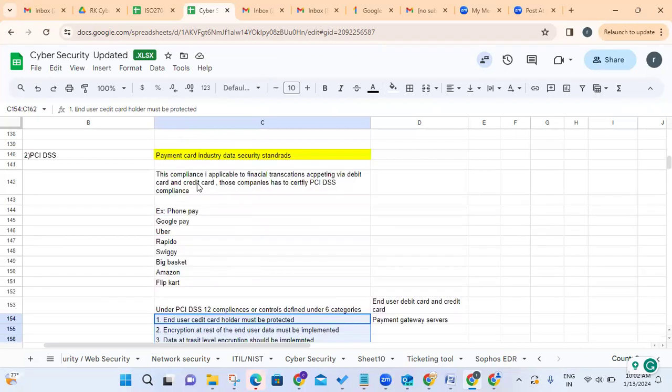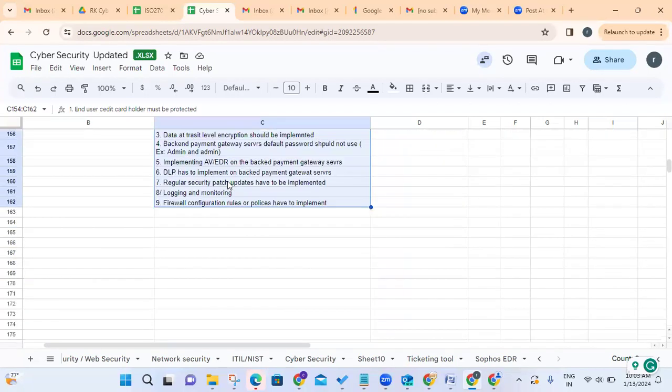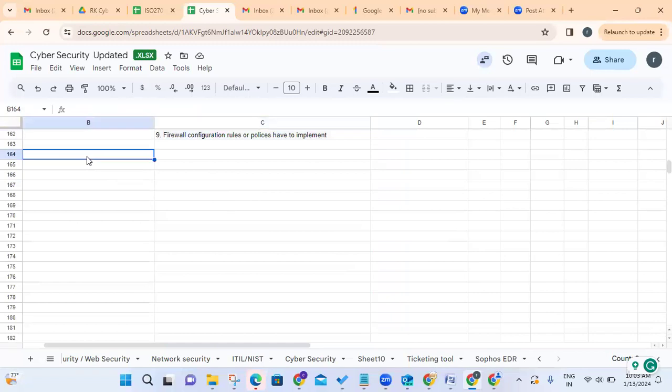Nowadays, PCI DSS is also one of the very famous compliances, because most of our apps or applications are using debit card and credit card or net banking or UPI transactions. So the third one, this is the last topic for today's morning class. SOX. SOX full form is Sarbanes-Oxley Act.